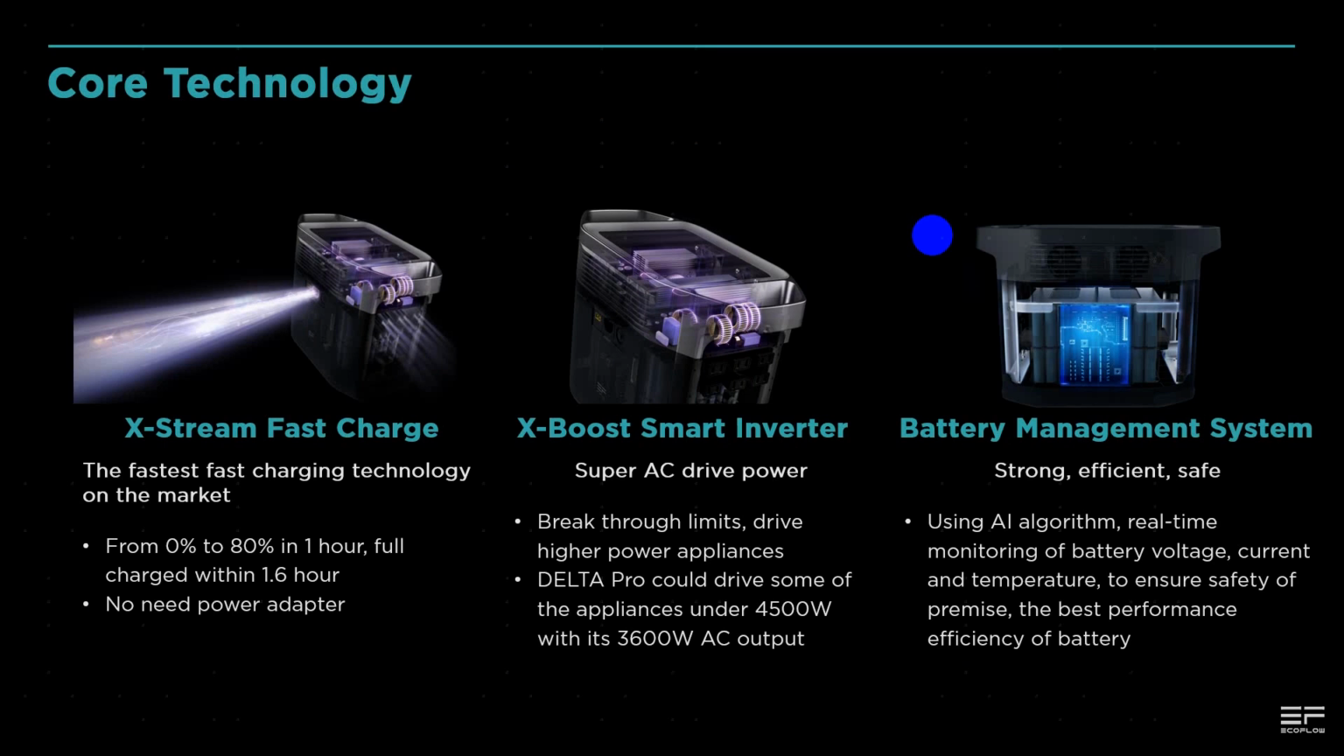The second is the X-Boost Smart Inverter, Super AC Drive Power. Breakthrough limits, drive higher power appliances. For example, Delta Pro could drive some of the appliances under 4,500 watts with its 3,600 watts AC output. The last one is the BMS system, which is strong, efficient, and safe. Using an AI algorithm, real-time monitoring of battery voltage, current, and temperature ensures safety and promises the best performance efficiency of the battery.